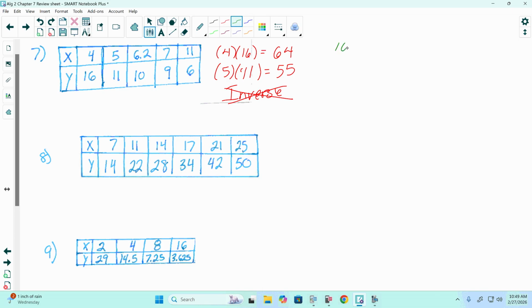So now we can go on to dividing to determine if it's direct. So I can say 16 divided by 4 is 4. 11 divided by 5 is 2.2. These are not the same, so it tells me that it cannot be direct. Questions on this here? Now we could stop after the first two, because as soon as we don't get the same number, we're done. We have to get the same number for every set or every pair.